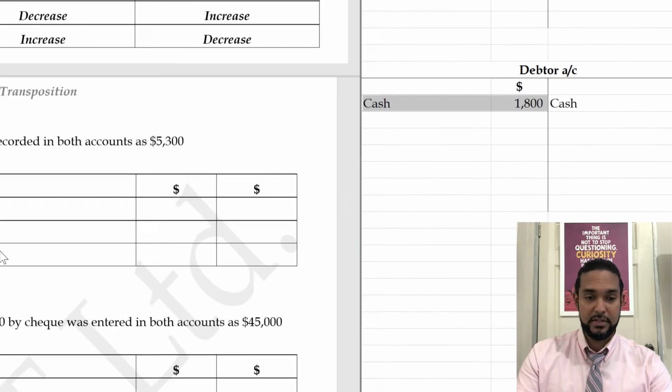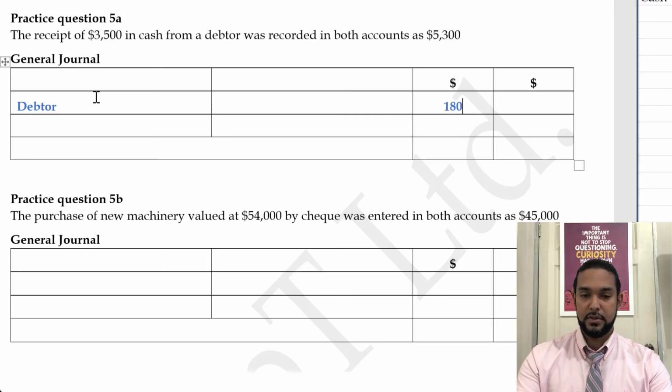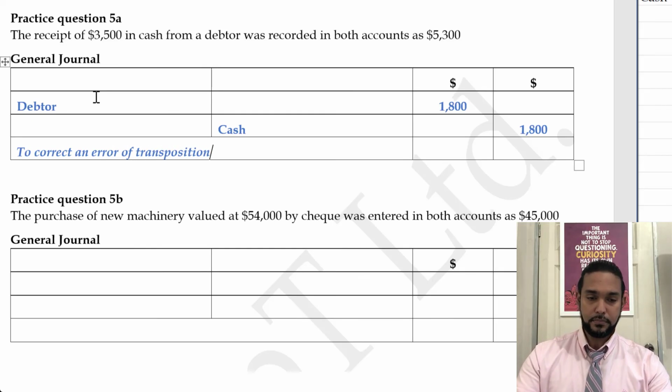Let's take a look in the journal. So a debit was to the debtor, right, for $1,800. And the credit was to cash, $1,800, right? So to correct an error of transposition. Okay, and in the second error, now let's take a read of that and see what it says.